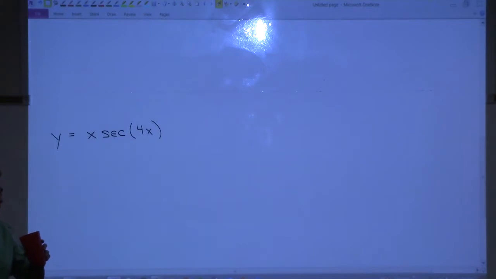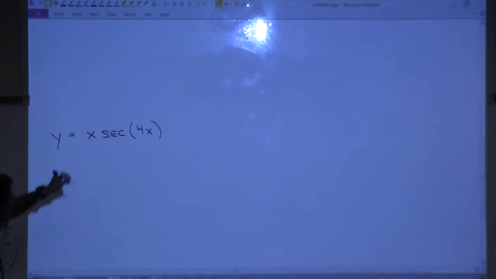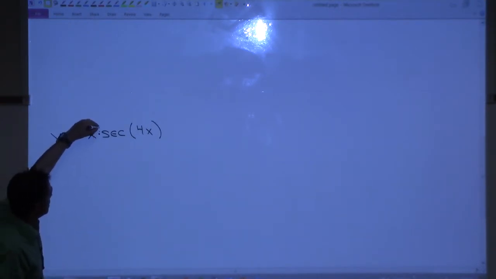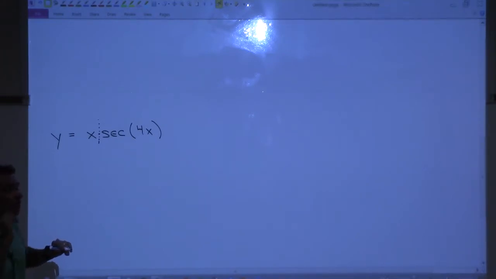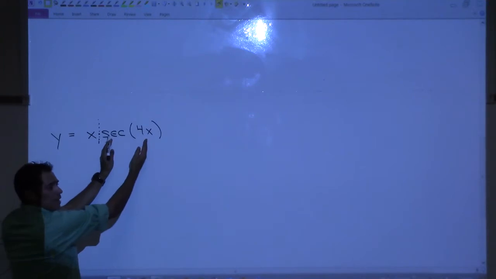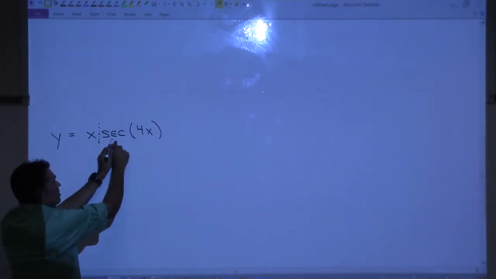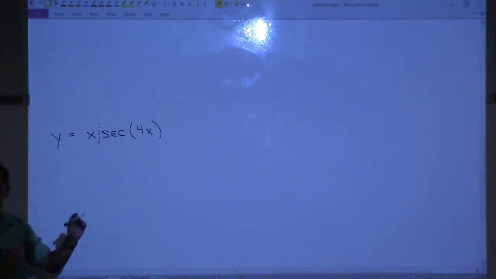I thought I heard you say it. There's a product. There is a product. Does everyone see that product? It's right here. Okay? Keep going. I think you were going to say something else, though. And then this right here by itself is composition. This is actually an outer function secant and an inner function 4x. Do y'all see that?